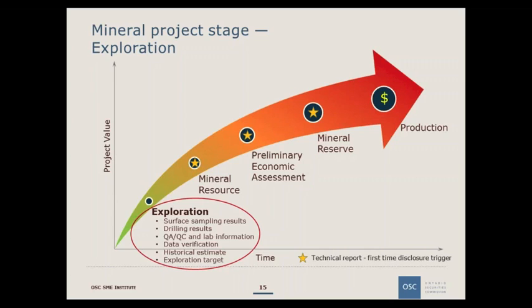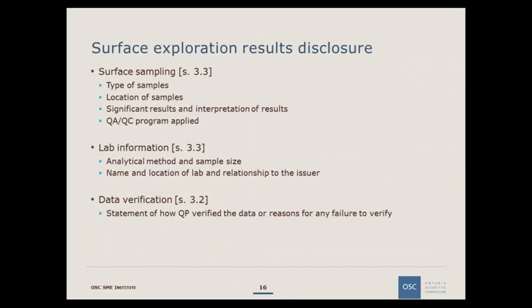So we'll start off with exploration disclosure. Exploration disclosure can really be broken down into two areas, the first being surface sampling, the second being drilling. We'll talk about surface sampling first. The requirements are listed in sections 3.3 and 3.2 of 43-101. You need to provide the type and location of samples, any significant results, and the quality control program that's been used. You need to talk about the lab information related to the assay method used, the lab name in relationship to the company, if any, and data verification, confirming that the data has been properly generated, accurately transcribed, and is suitable for the purpose the data is being used.